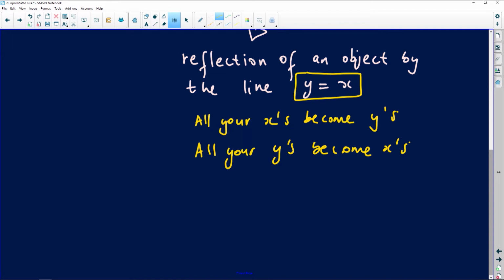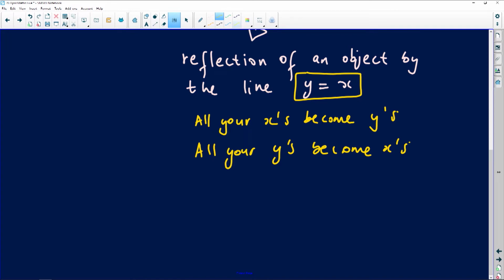But essentially, if you think about it, the reflection of an object by the line y equals x will produce the inverse of that object in terms of functions. And all your x's will just become your y's, and all your y's will become your x's, which means your y-intercept will become your x-intercept, and your x-intercepts will become your y-intercept. Your domain becomes the range, and the range becomes the domain. They literally swap. Everything literally swaps.